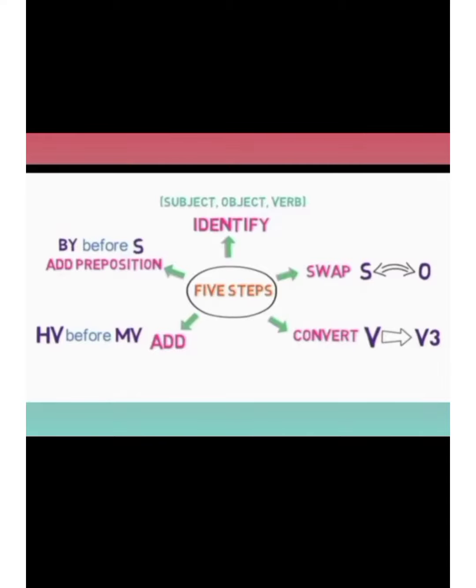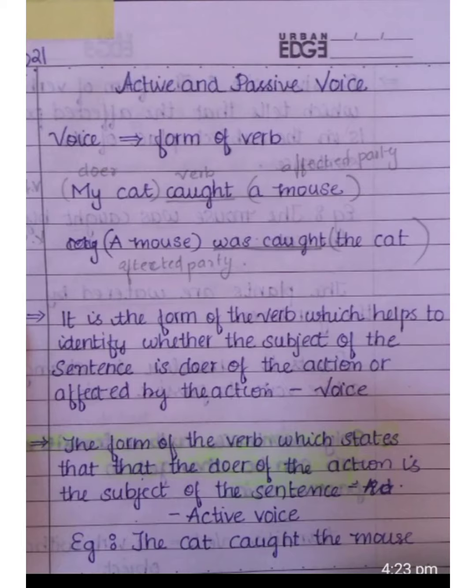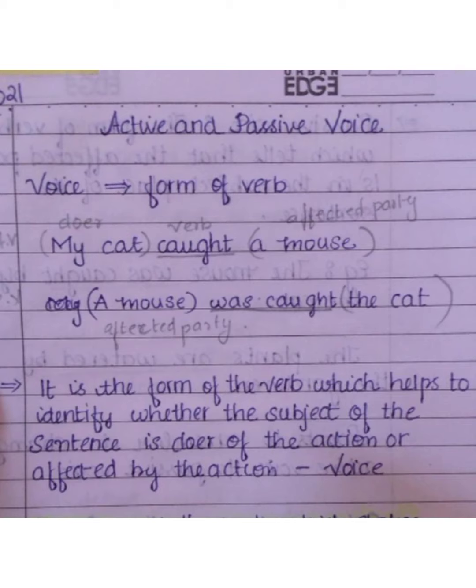Always it is not needed that we have to add by, but most of the time we add by before the subject. Okay. See, while changing the subject, which is a pronoun, to object, these are the changes which happen. Like I will change into me, he will change into him, she to her, we to us, they to them. Okay, children. So, as I told you, what is active and what is passive voice. Here you can see an example.